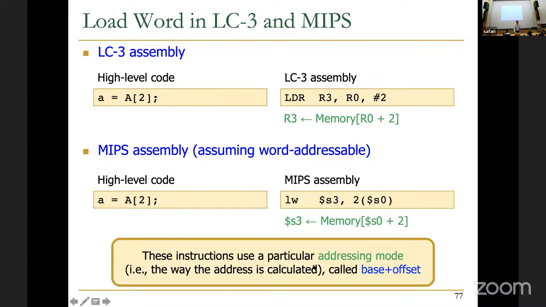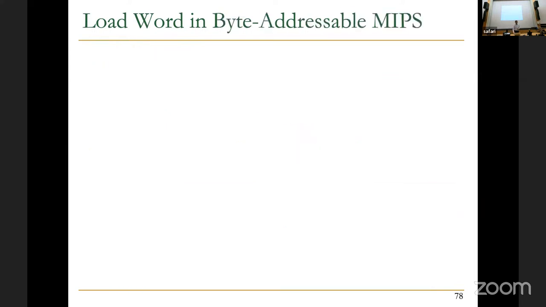So basically, these instructions use a particular addressing mode. We're going to talk about addressing modes tomorrow, but this is how the address is calculated. It's called the base plus offset addressing mode. You can see there's a base and there's an offset. And this is particularly useful when you're manipulating arrays or matrices, as we will see.